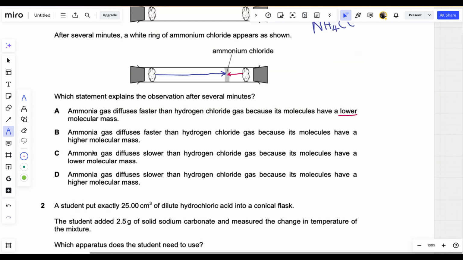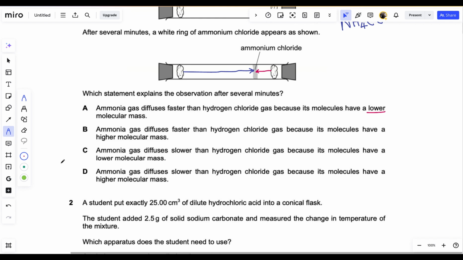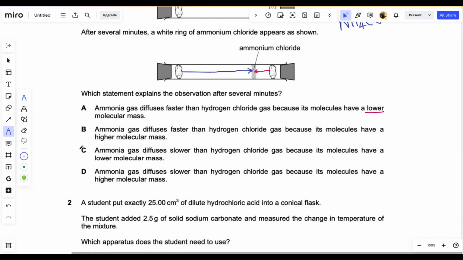The third option, C, says ammonia gas diffuses slower. It doesn't diffuse slower. It has to travel a longer distance, so it cannot be the answer. The fourth option, D, also says ammonia gas diffuses slower. So C and D are both out, because it was ammonia that diffused faster. These two options have already eliminated themselves. The right answer is between A and B, and we go for option A. That's question 1.